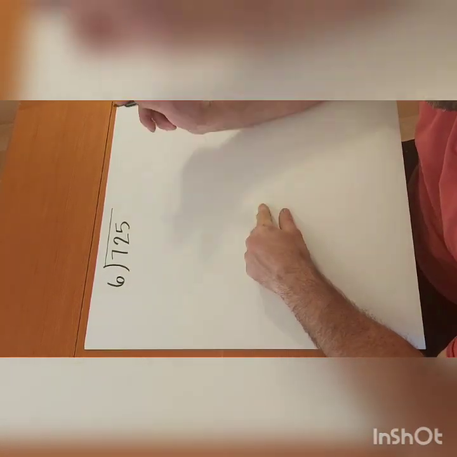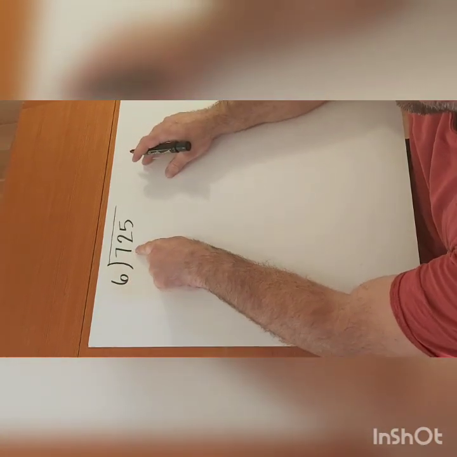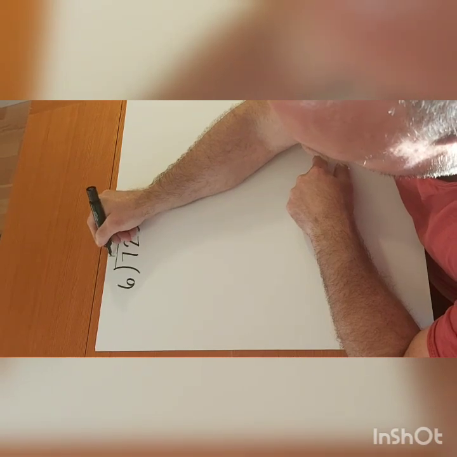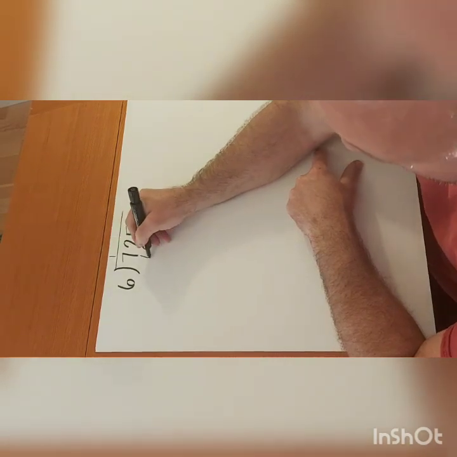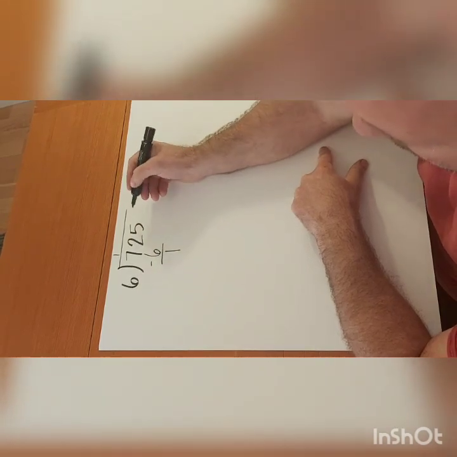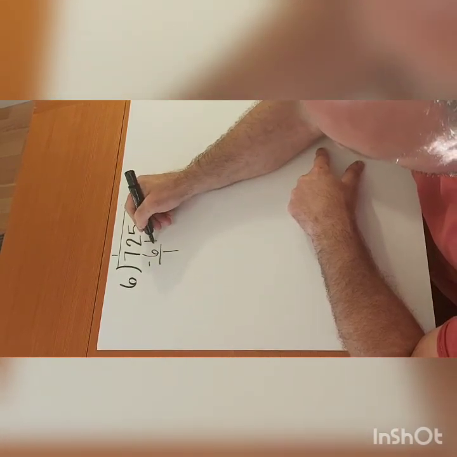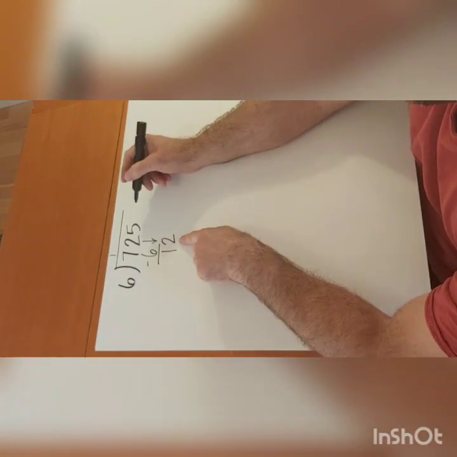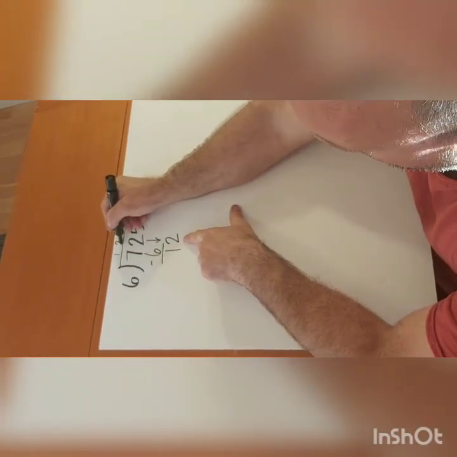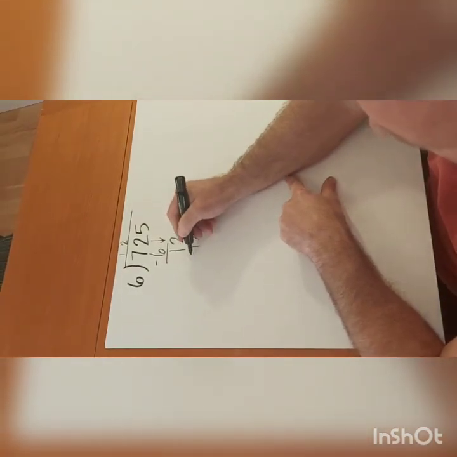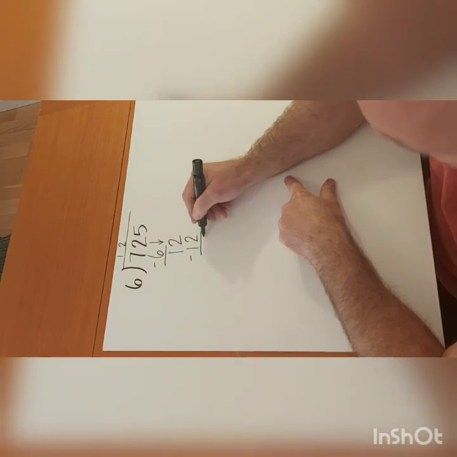Let's get started. So can I divide 6 into 7? Yes, it goes one time. We write 1 up above the 7. We multiply. 1 times 6 is 6. 7 minus 6 is 1. Next step is to bring down the next number. We bring down the 2. We're going to divide 6 into 12. It goes 2 times. 2 times 6 is 12. I subtract. I get 0.